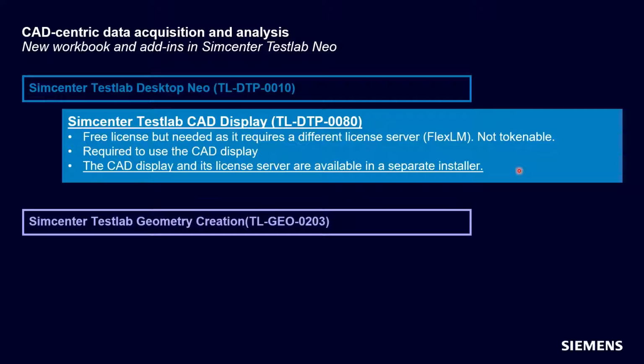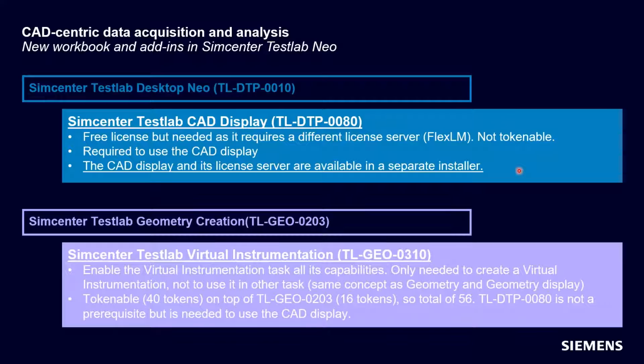And then once you have the desktop and that DTP0080 license, you'll build that in using geometry creation for Neo, which is GEO0203. This is analogous to the geometry add-in for Classic. And then you'll add in Simcenter TestLab Virtual Instrumentation.